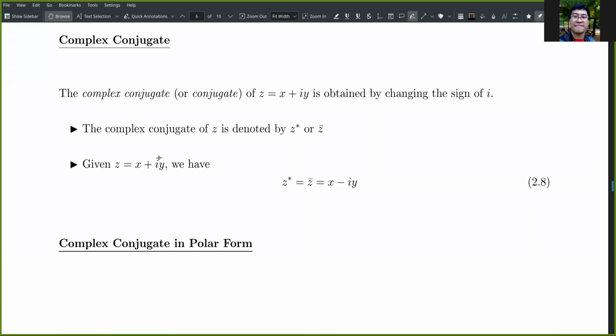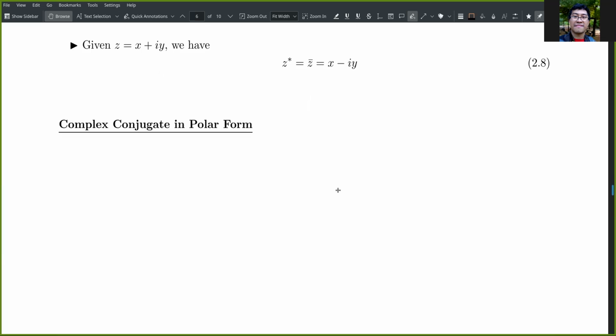We can also write complex conjugates. The complex conjugate of x plus iy is obtained by changing the sign of i, so we get x minus iy. We denote it by the symbol z star, z asterisk, or z bar. So if you have z equals x plus iy, z asterisk is x minus iy.